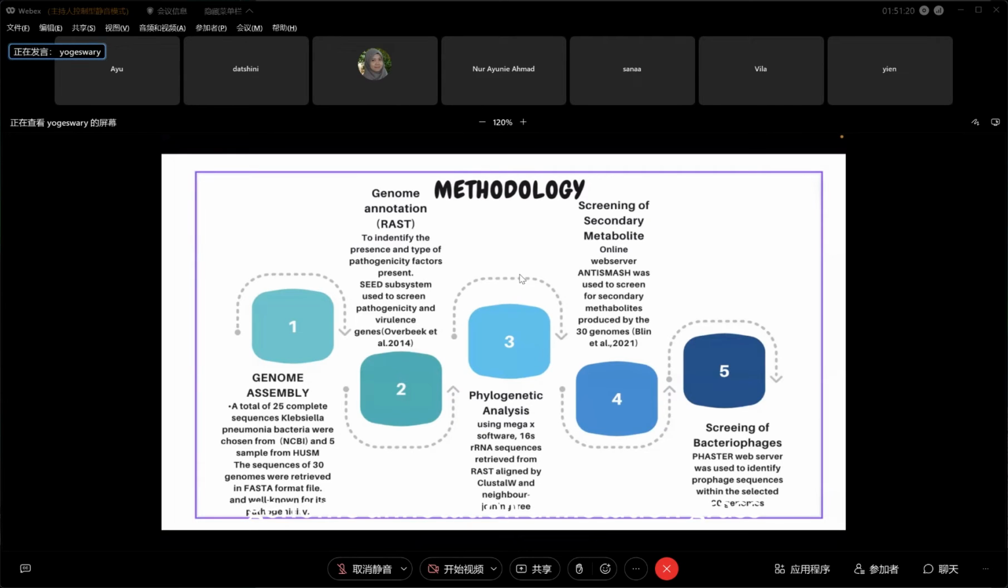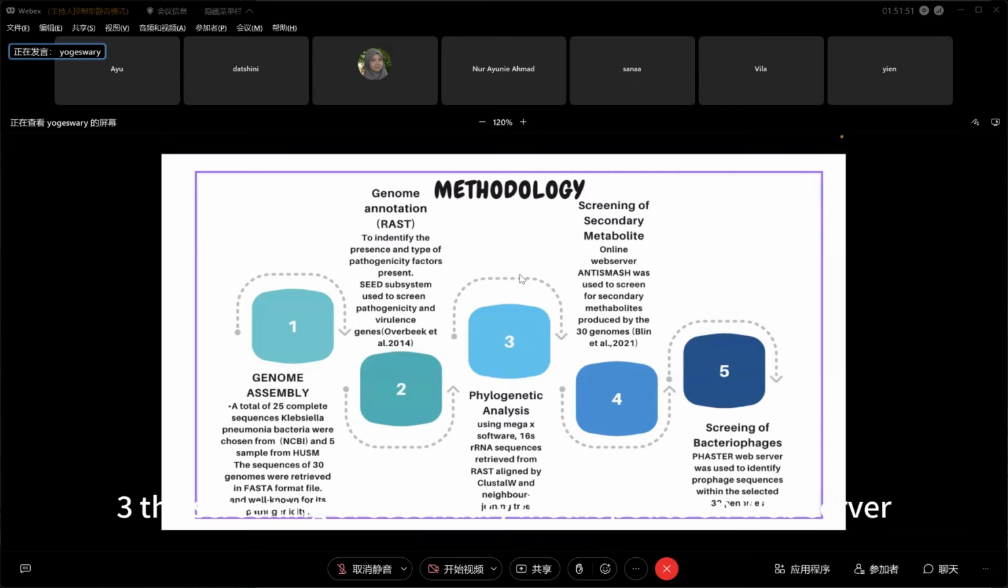Genome annotation: RAST was used to identify the presence and type of pathogenicity factors present, and the SEED subsystem was used to screen pathogenicity and virulence genes. Okay, and then next, phylogenetic analysis using MEGA X software: 16S rRNA sequences retrieved from RAST were aligned by ClustalW and a neighbor-joining tree.